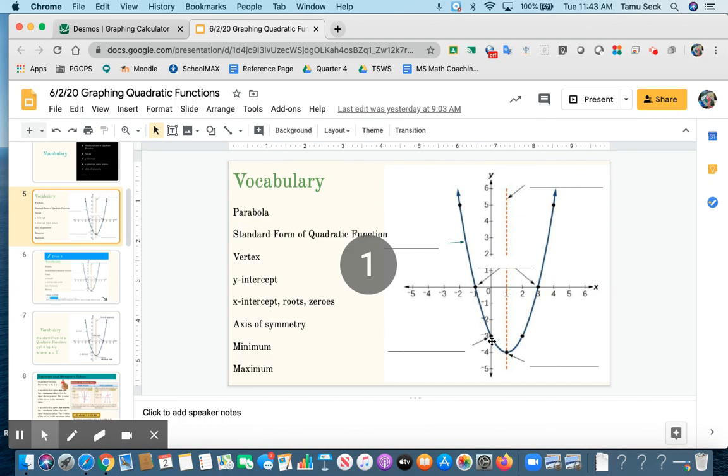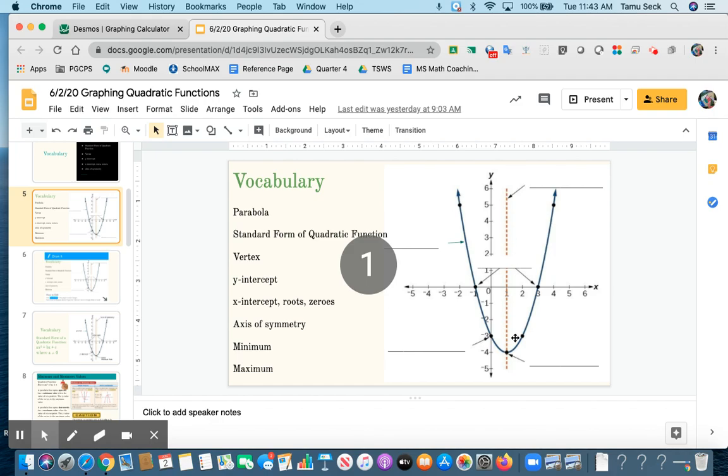The y-intercept is where it crosses the y-axis. In this problem, the y-intercept is 0, -3. The x-intercepts, roots, and zeros, they all have the same meaning. In this problem, there are two x-intercepts at -1, 0 and at 3, 0. They're also called roots and zeros.